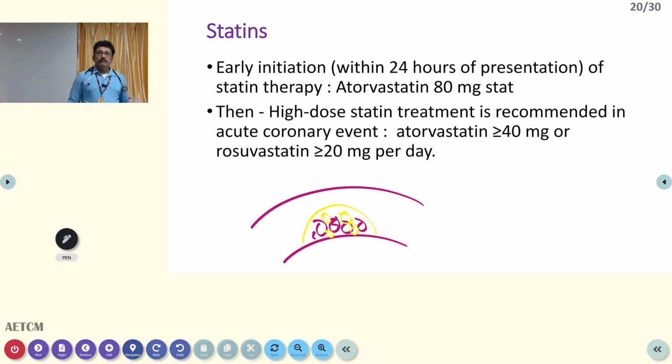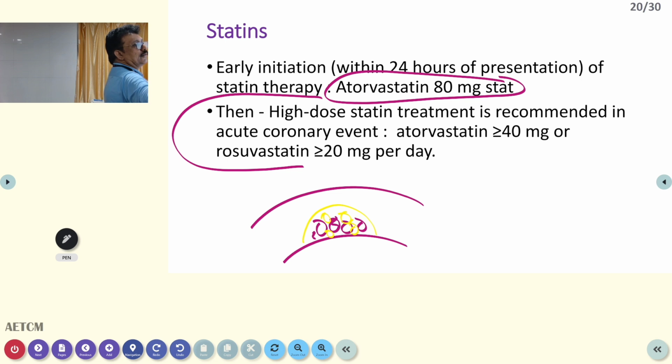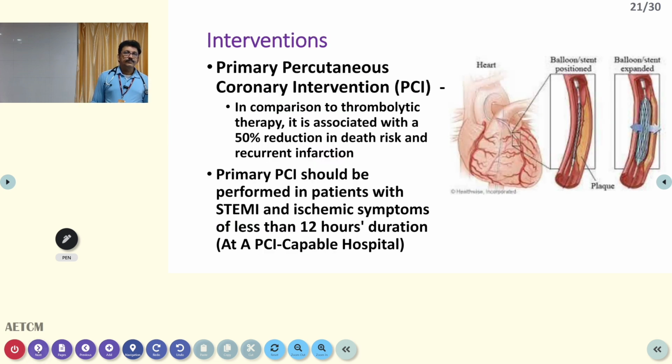So, whether the blood cholesterol is high or normal or low, in all myocardial infarction, we have to start atorvastatin 40 milligram. On follow-up, we can give either atorvastatin 40 milligram or 20 milligram of rosuvastatin can be continued. LFT should be monitored frequently.